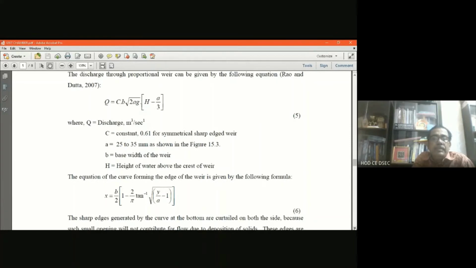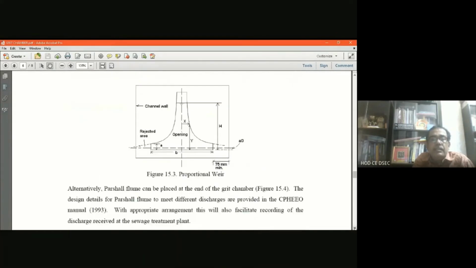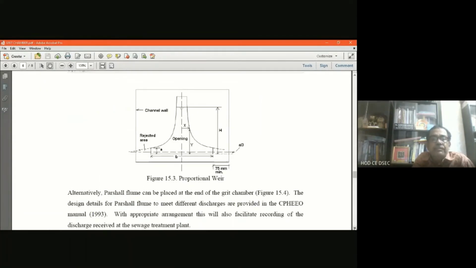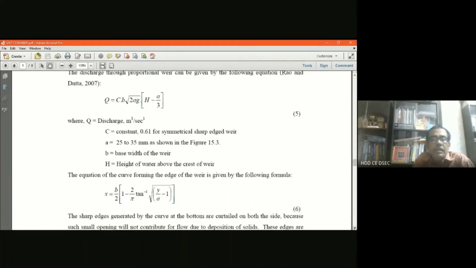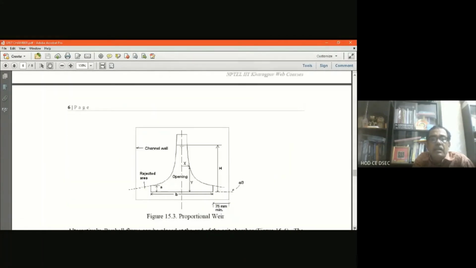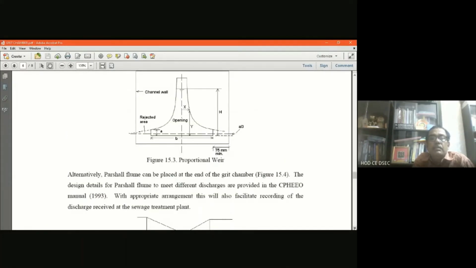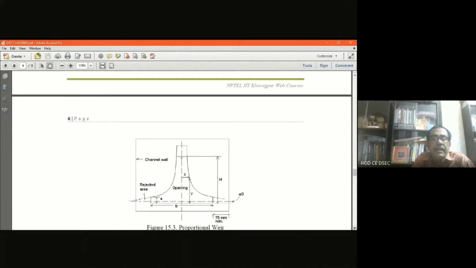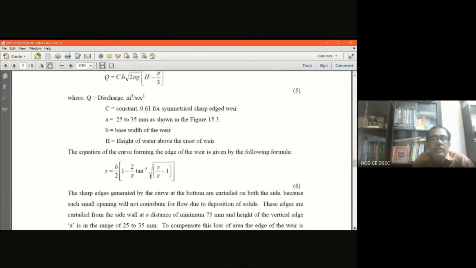B is the base width of the weir. H is the height of the water above the crest of the weir. So all these things have been shown diagrammatically. The equation of the curve, although we are not interested in it, is like this, b by 2 (1 minus 2 by pi ...), but it will not be required by us.